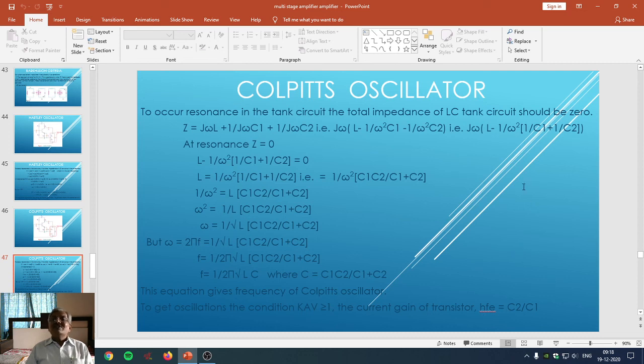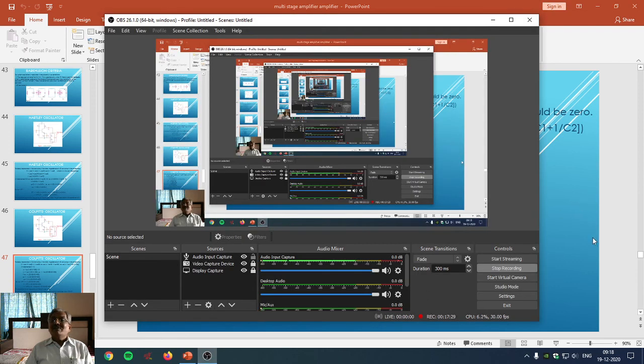Friends, this is the oscillator that generates the frequency in a radio frequency range in a sinusoidal nature, known as the Colpitts oscillator. This oscillator is used as a local oscillator in a receiver, or it is used as a carrier frequency oscillator in a transmitter for the purpose of modulation. So that's all about the Colpitts oscillator. Next time we'll go for the next type of oscillator.